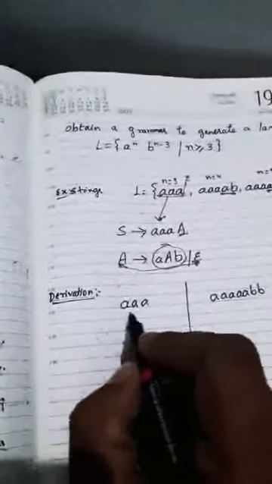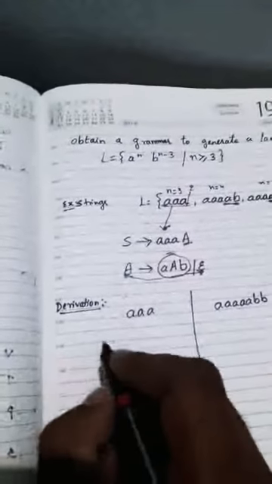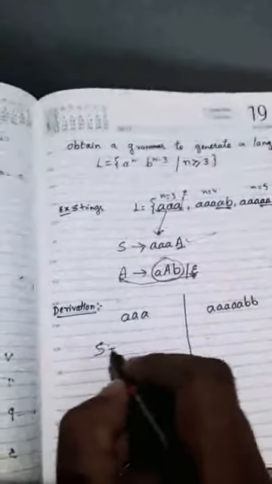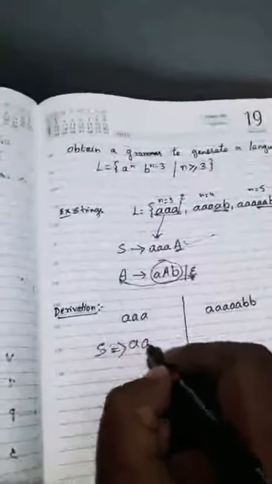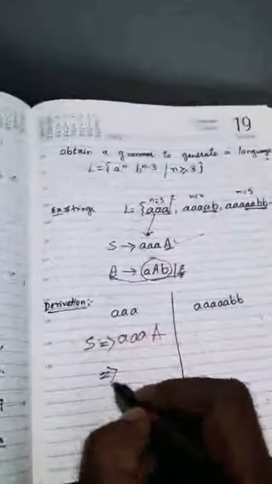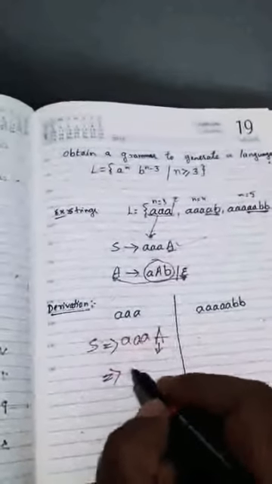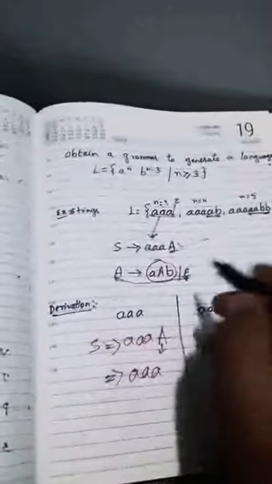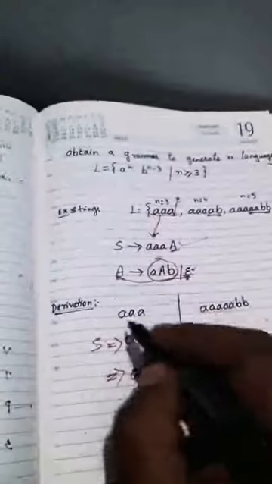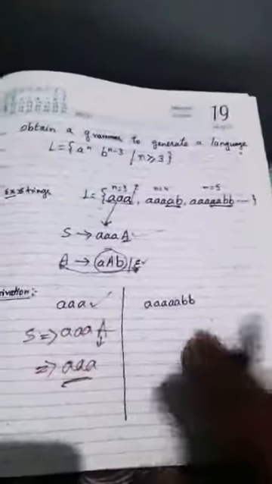If I want to get only 3 a's, I will use the first production S tends to a capital A, and here for this A I will take epsilon. I will take this epsilon, so I will get only 3 a's. This we have already got now. Let us go for the second derivation.